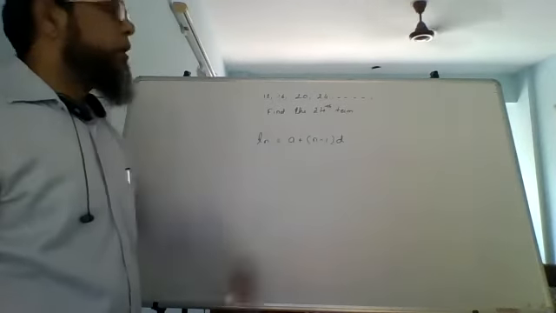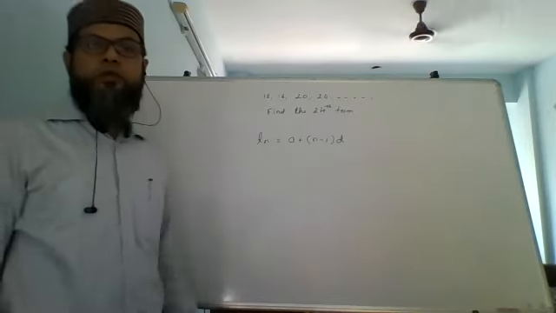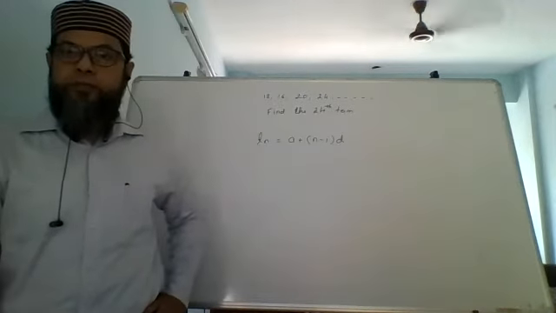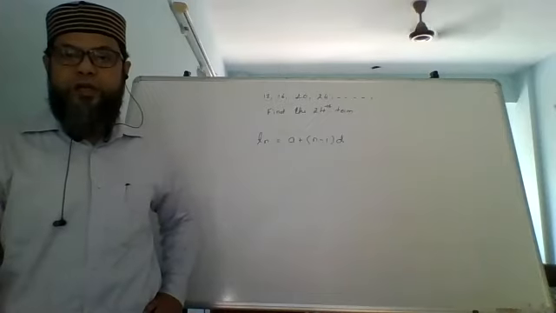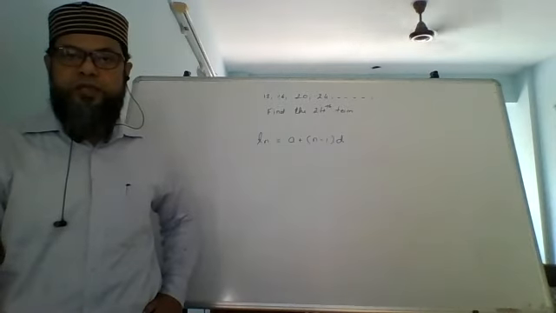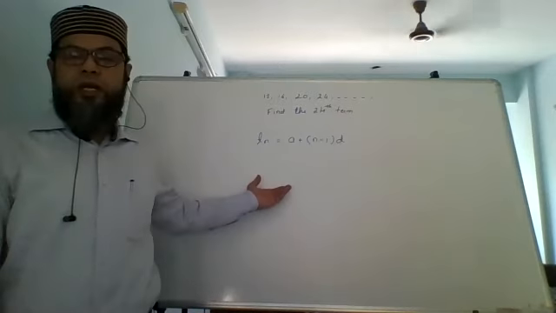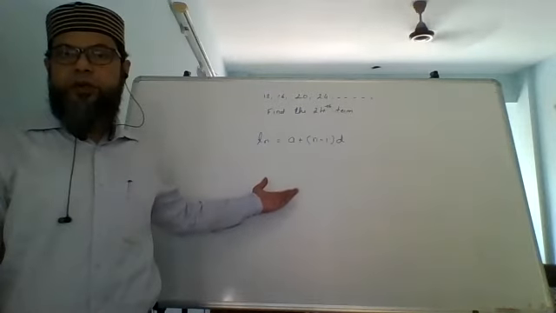You have to find the 24th term of the AP. To find the 24th term of the AP, first you will have to identify what is A, you will have to identify what is D, and then substitute in the formula. Once you substitute in the formula, solving is not going to take you more than 2 minutes.